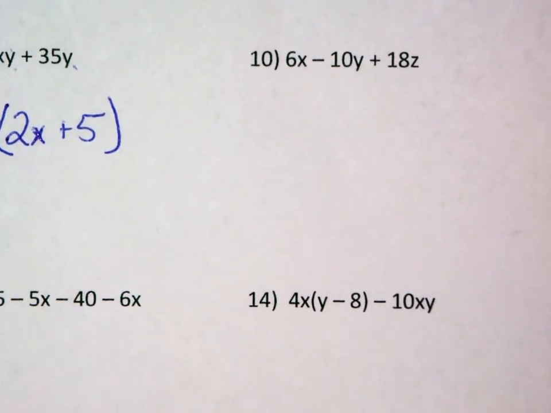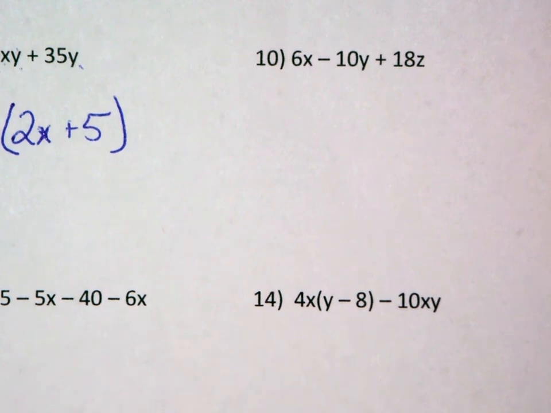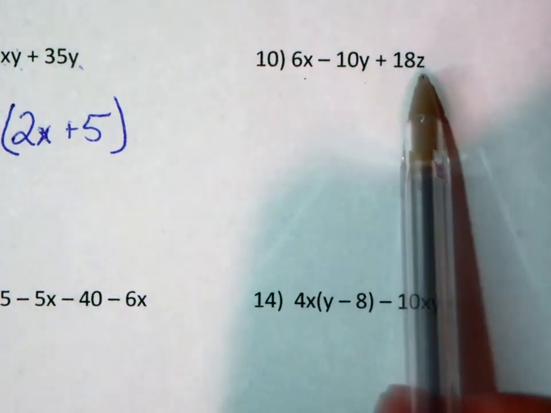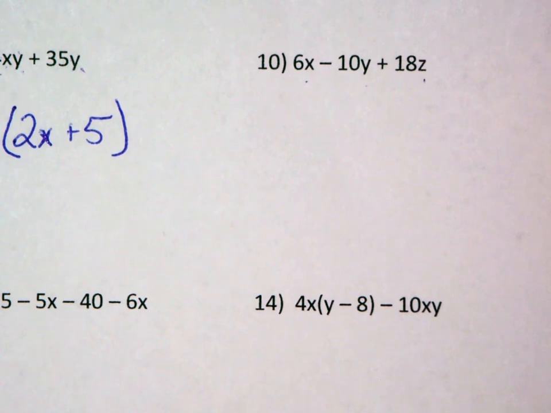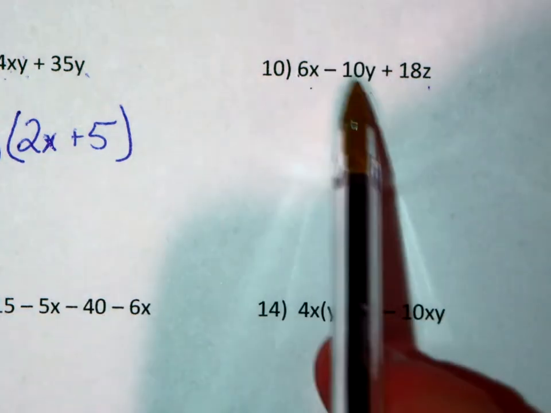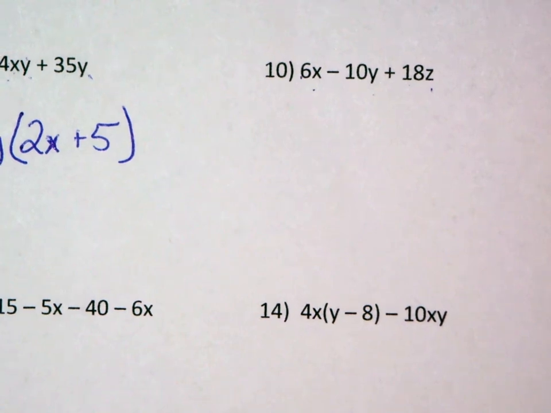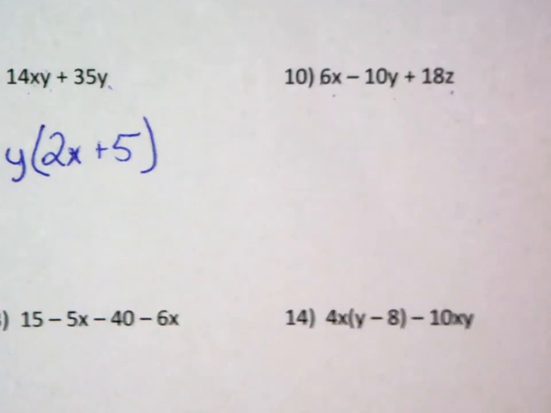Number 10, 6x minus 10y plus 18z. Well, now we have 3 different variables, which means I cannot factor out any one of those variables. But I can recognize that all 3 of my coefficients are even numbers. And since they're even numbers, they'll be easily factorable by 2. So I want to check to see if there's a greater common factor. And it would have to be 2, 4, or 6.